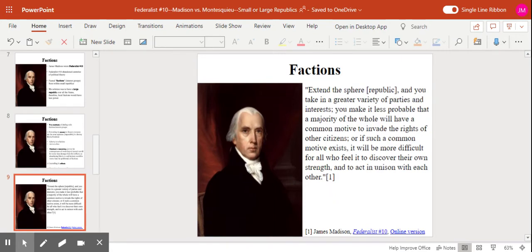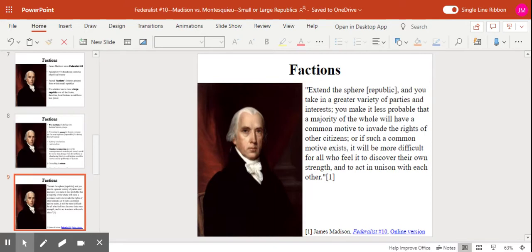He writes, extend the sphere, meaning enlarge the republic, and you take in a greater variety of parties and interests. You make it less probable that a majority of the whole will have a common motive to invade the rights of other citizens. Or if such a common motive exists, it will be more difficult for all who feel it to discover their own strength and to act in unison with each other.